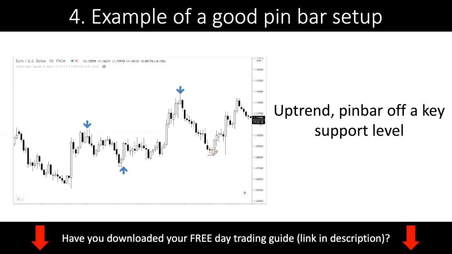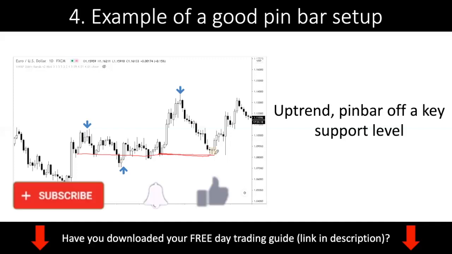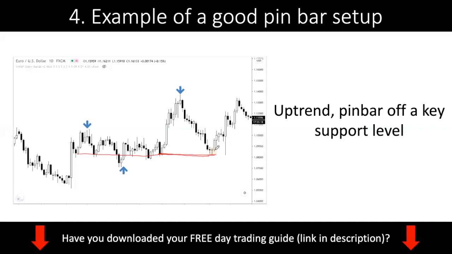Okay, over here, if you look left, there's actually a nice level here. And if you further draw it, you will see something like this. So that is a very strong level. So if you are buying a pin bar on a good support level in an uptrend, it's a good thing to do. It's a good trade setup. In fact, it's a no-brainer. That's what you should be doing.